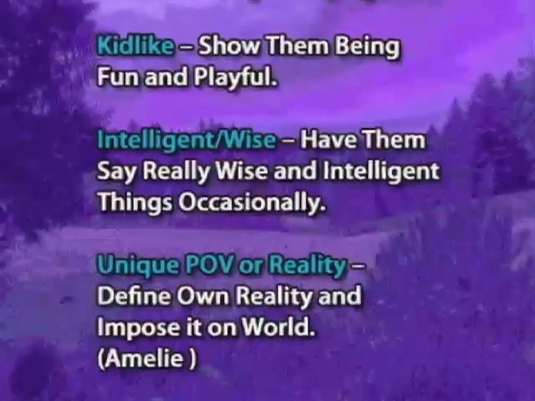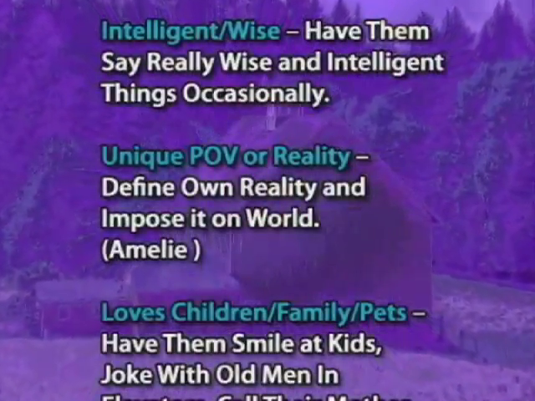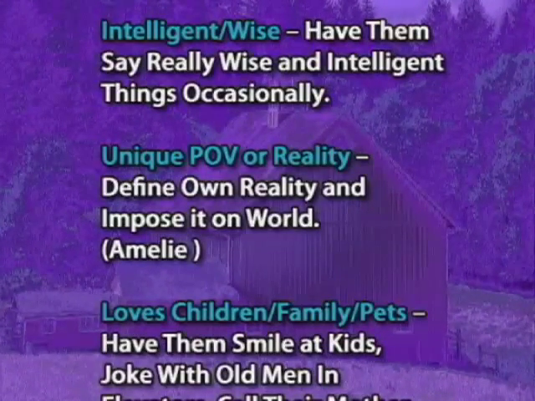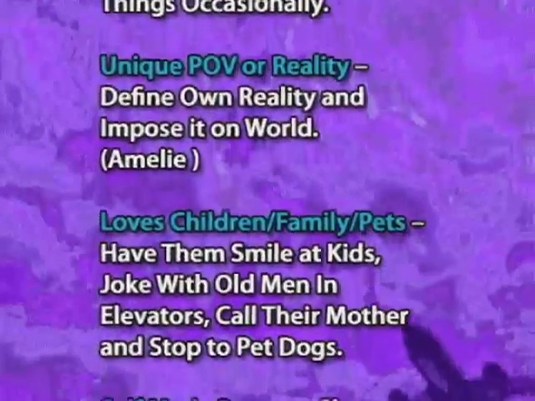Intelligent and wise. Have them say really wise and intelligent things occasionally. Give your characters a unique perspective on life or a unique reality construction. Have them define their own reality and impose it on their view of the world. The feature film Amelie did this really well. She was kind of in her own little world, and we saw that, and the whole film was basically about her own little world, which was fascinating.